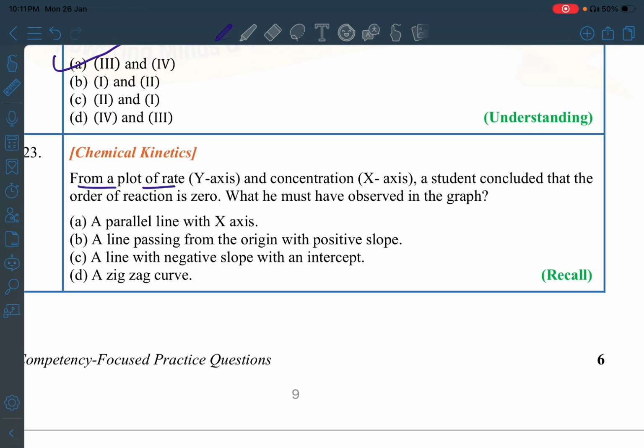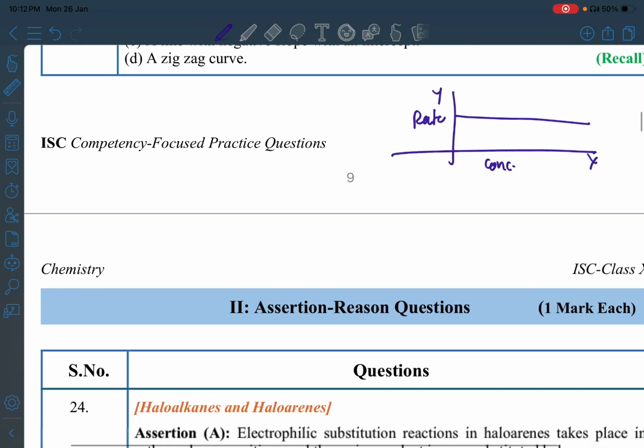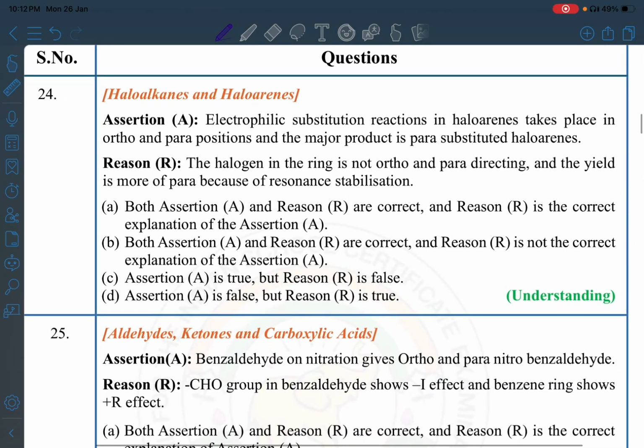When a plot is made with rate on the y-axis and concentration on the x-axis, a student concludes that the order of reaction is zero. What must be the observed graph? For a zero order reaction, the rate of reaction doesn't depend on the concentration. So it will be a line parallel to the x-axis. Then next is the assertion reason question.